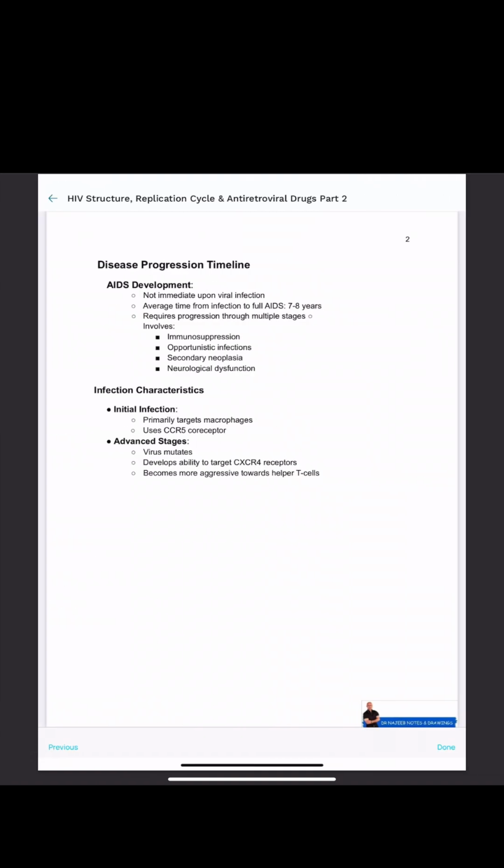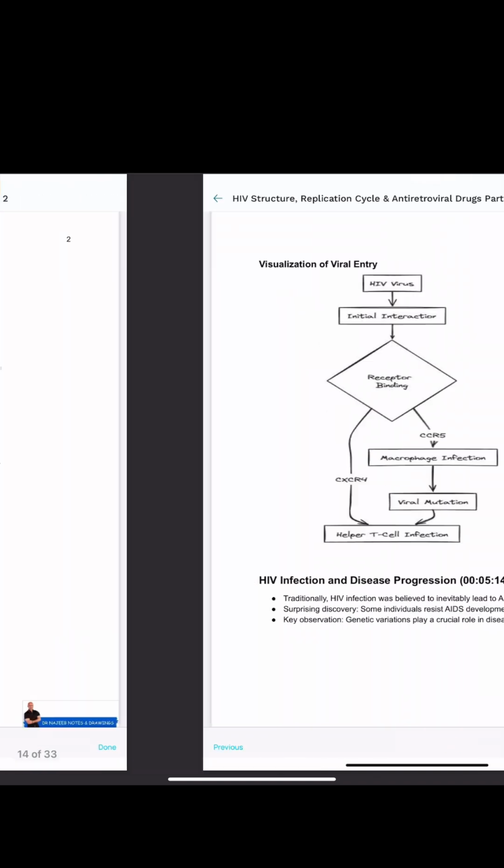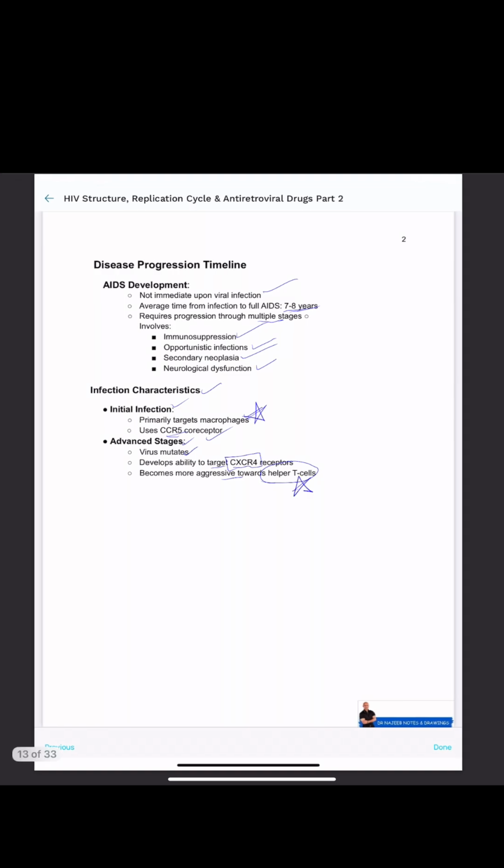AIDS development is not immediate upon viral infection. The average time from infection to full AIDS is 7 to 8 years. It requires progression through multiple stages, involving immunosuppression, opportunistic infection, secondary neoplasia, and neurological dysfunction. Infection characteristics: initial infection primarily targets the macrophages and hence uses the CCR5 co-receptor. In advanced stages, the virus mutates and develops the ability to target the CXCR4 receptors and becomes more aggressive towards the helper T cells. So initially, macrophages are the target, and later the T helper cells are the target.